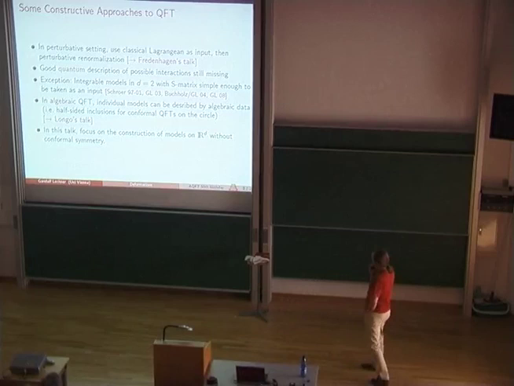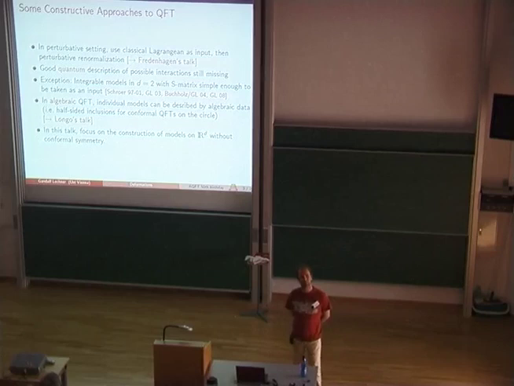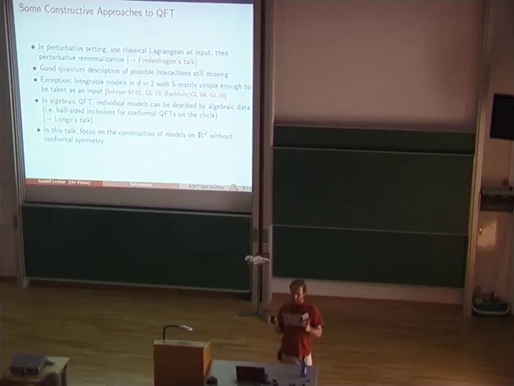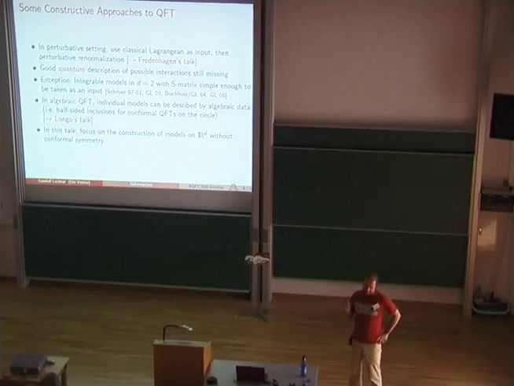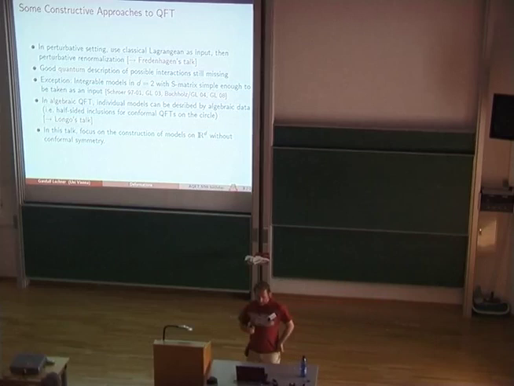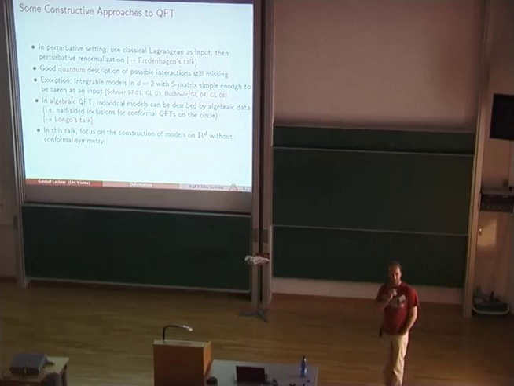Yesterday in Klaus Fredenhagen's talk, we heard how one can construct interacting theories on Minkowski space or on a curved background in a perturbative way. Starting from a free theory and taking the classical Lagrangian density as an input to describe the interaction of the theory to be constructed, there is a way to define interacting theories in a perturbative setting. And that works very well, but seems at the moment to be limited to perturbation theory. So the convergence of this perturbation series is not under control.